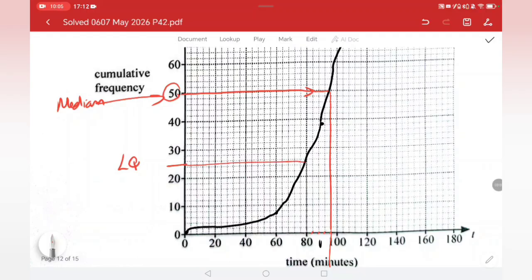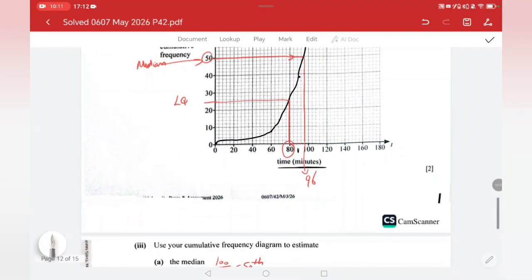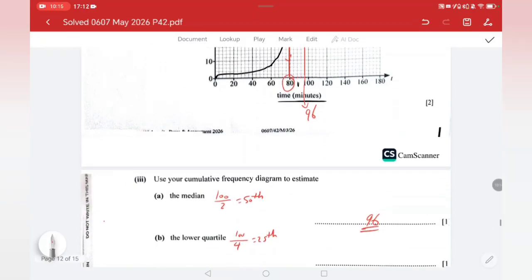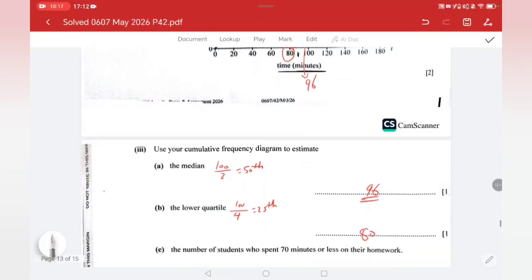And then you go down. Of course, this one's not 100% accurate, but it's about 80. Show your work, usually on the graph here. So this one is almost 80.